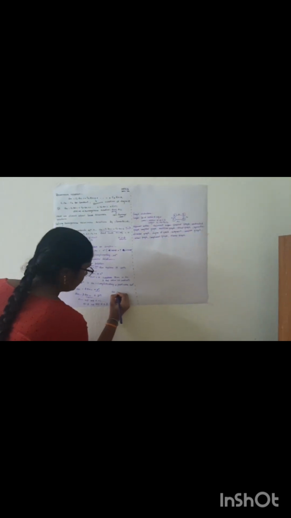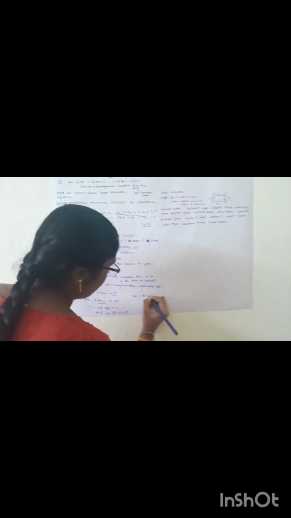Then find the characteristic equation, which may be written as r minus 3 equal to 0. Then root r equal to 3. Here the root is real and distinct. So the solution is a n equal to alpha 1 into r1 power n, that is alpha 1 into 3 power n. This is the complementary solution.